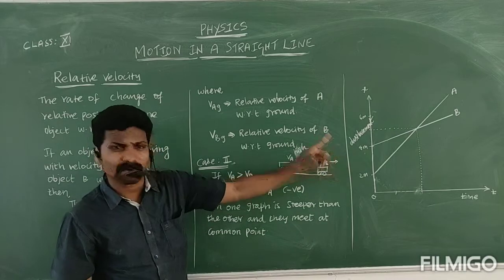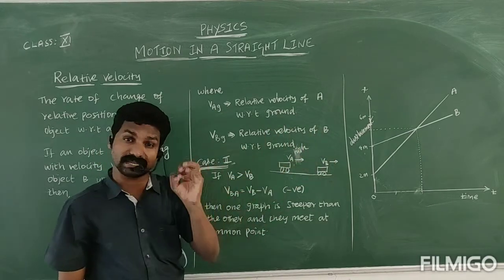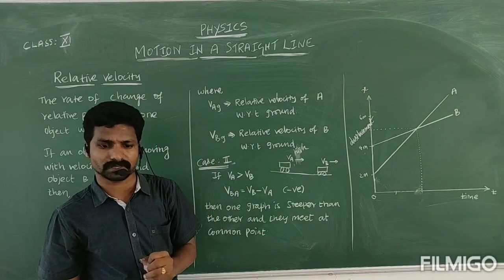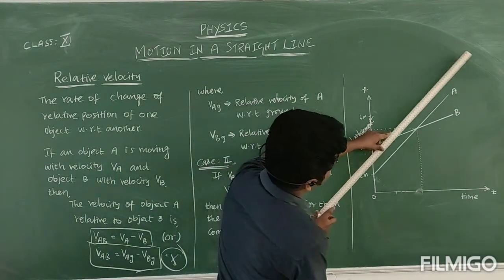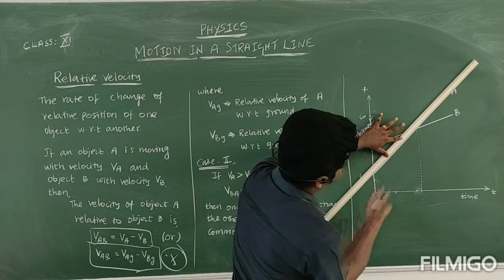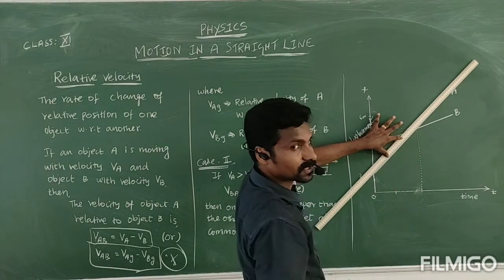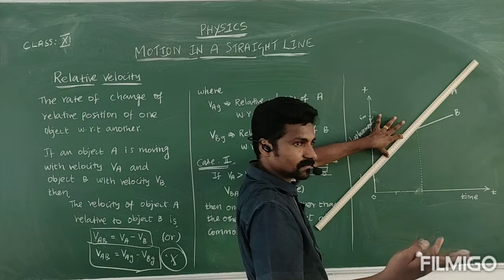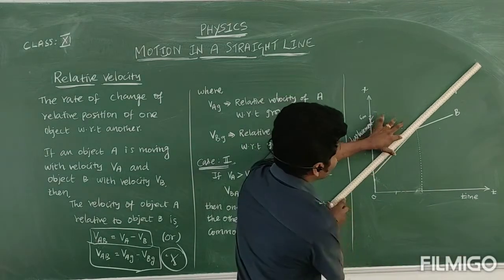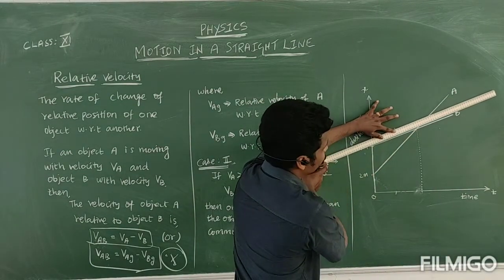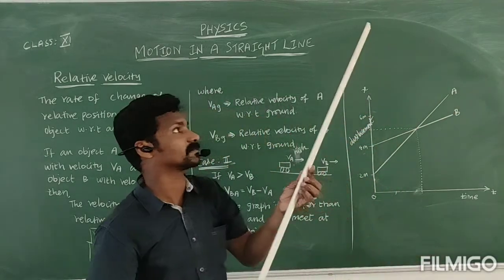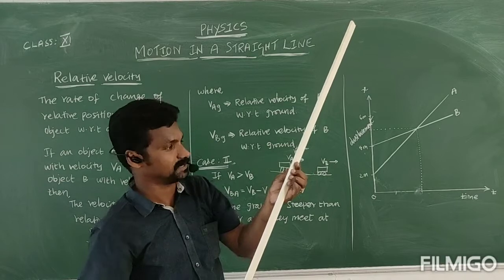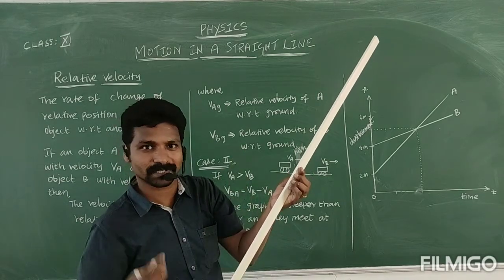Then from this graph, how do you know the velocity of object A is high? See, this is object A, this is the object A slope. The slope is maximum, and if the slope is maximum, velocity is maximum. But object B has less slope. Object A's slope is bigger, so the velocity is more. Slope value more means velocity is more.